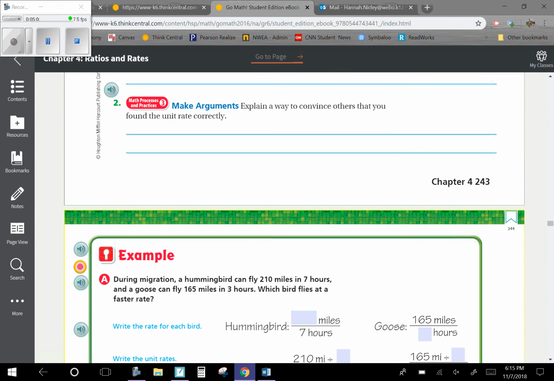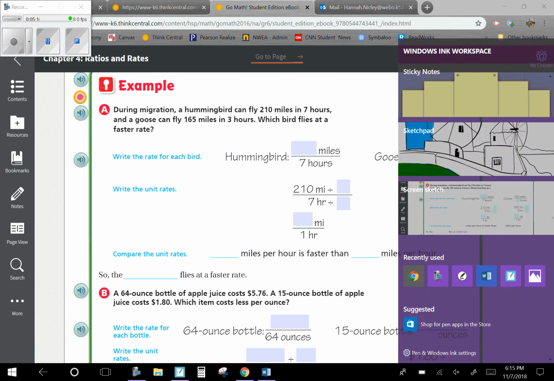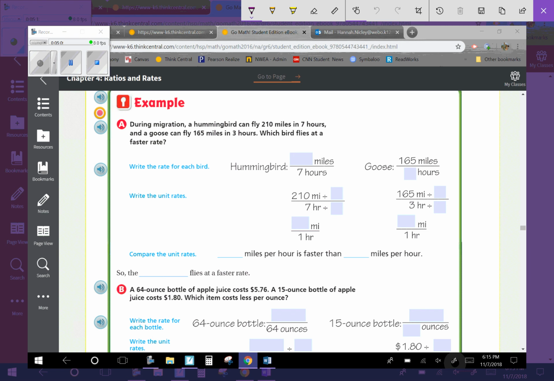Example. During migration, a hummingbird can fly 210 miles in 7 hours, and a goose can fly 165 miles in 3 hours. Which bird flies at a faster rate? So we're going to write the rate for each bird. For the hummingbird we have 210 over 7. And the other one is the goose, which is 165 miles for every 3 hours.